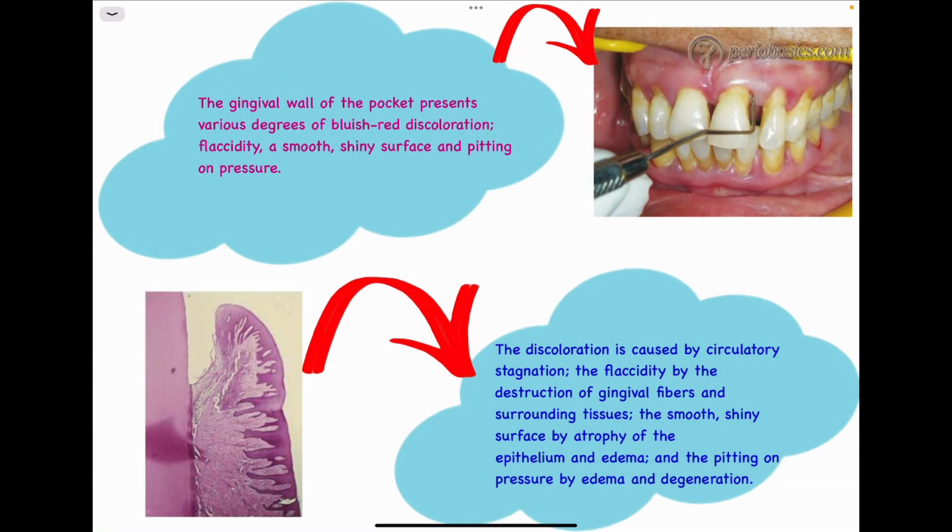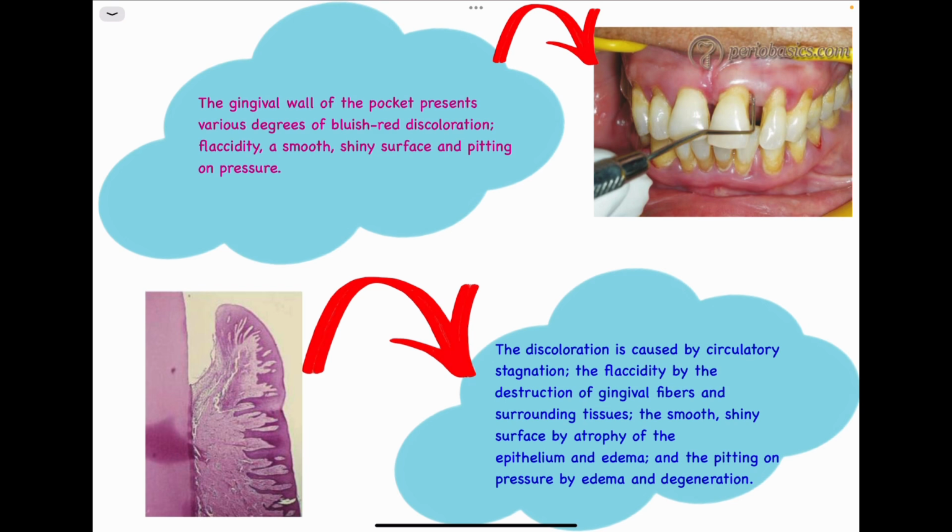So in today's video, we'll be correlating the clinical findings with the histopathological findings in case of periodontal pocket, right? So in the first cloud, we are looking at the clinical findings, and in the cloud at the bottom, we are looking at the histopathological features of periodontal pocket, right?